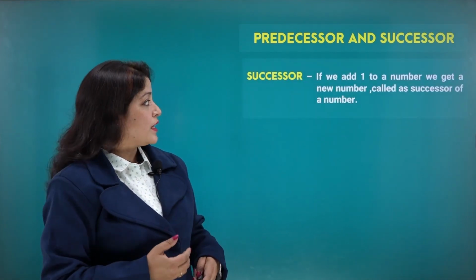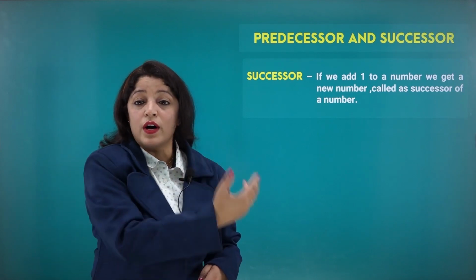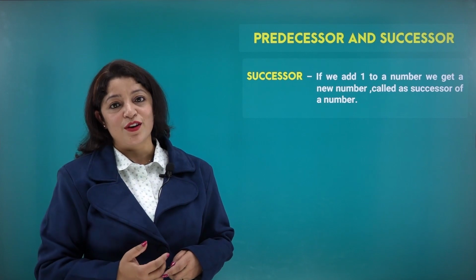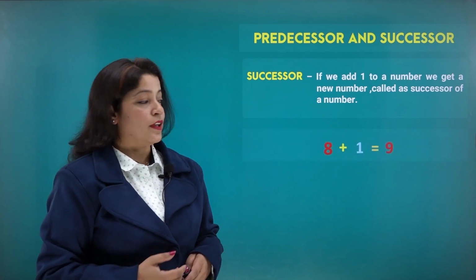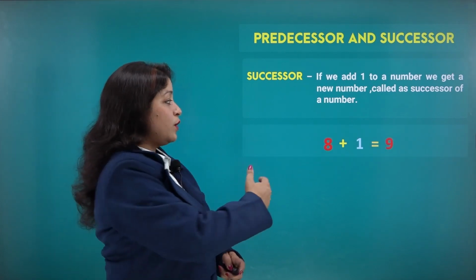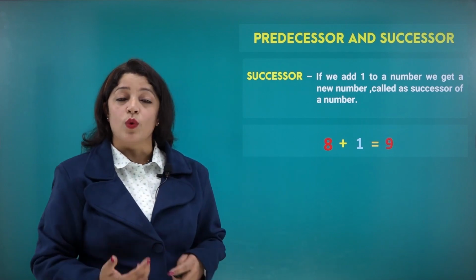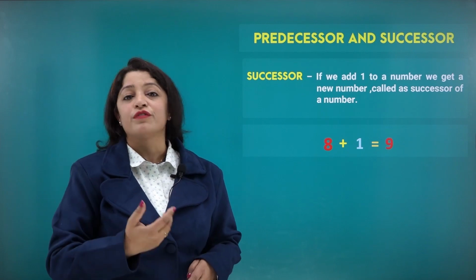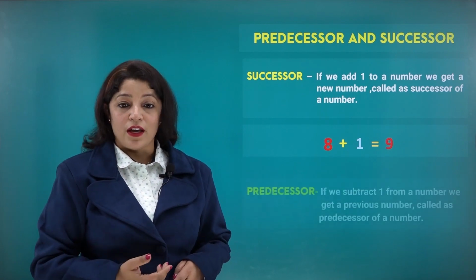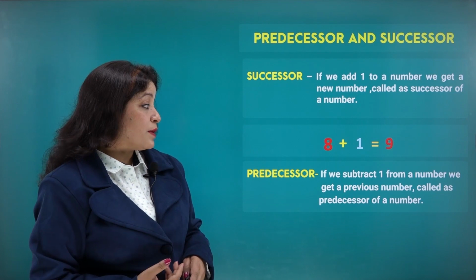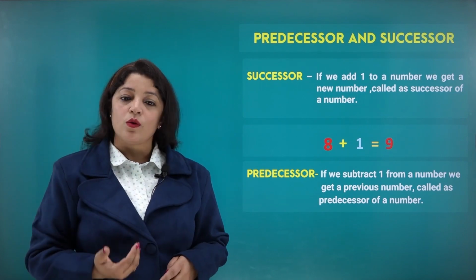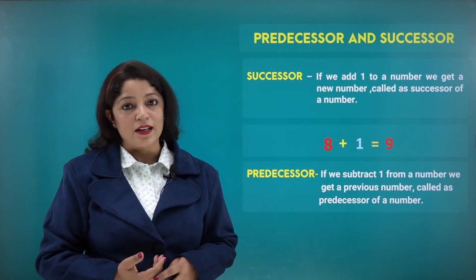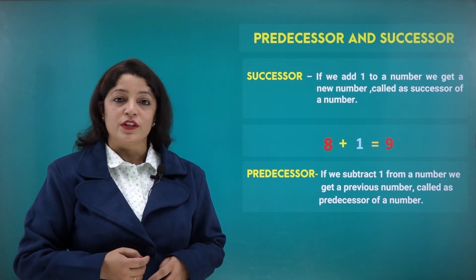So here we can say if we add 1 to a number, we get a new number which is called the successor of the number. For example, if I give you the number 8 and we add 1 to it, 8 plus 1, you get 9. So we say 9 is the successor of 8. In the same way, predecessor. If we subtract 1 from a number, we get the previous number, the number which is prior to it, and that number is called the predecessor of the number.